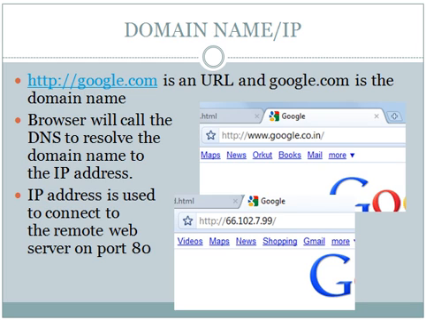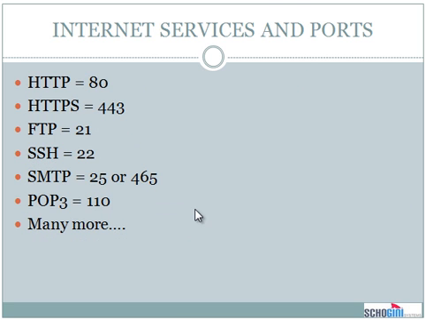Let's now see how a domain name works. When you browse a domain name, the browser internally sends the domain name to a system called DNS server, which resolves the domain name to its IP address, which is the IP address of the remote web server which hosts the content of this domain name, and the browser connects to port 80 of this remote server. A remote server connected to the internet using a specific IP address can offer various services on different ports.